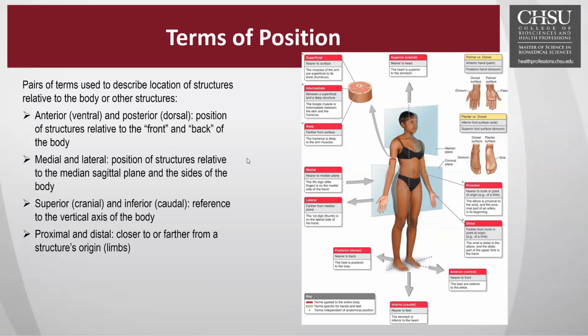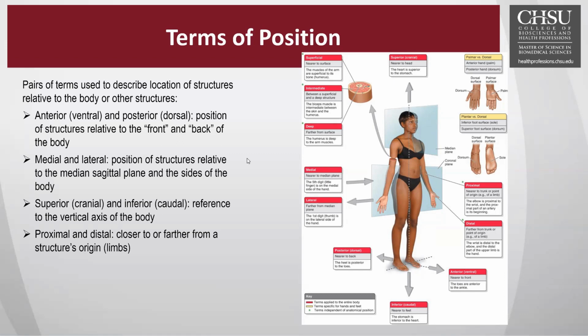This is anything closer to the head, right? So I can say that the clavicle, like the collarbone, is superior to the abdomen. Okay, this is an example. And then caudal or inferior would be closer to the feet, and that would be, again, a reference point used to distinguish two structures.